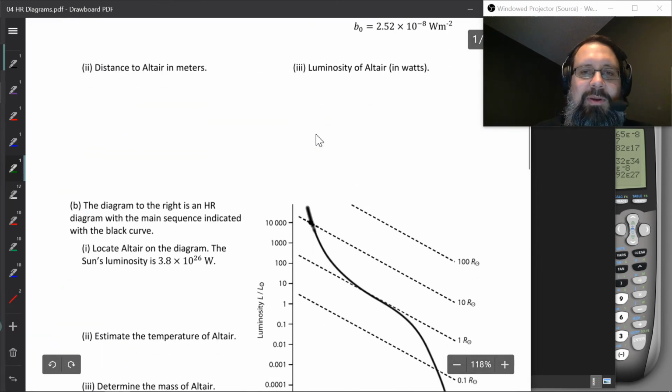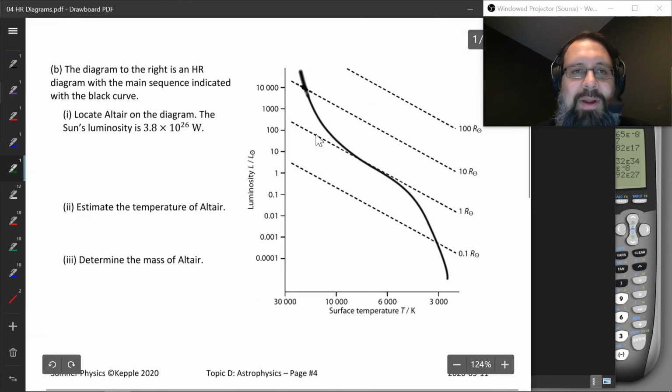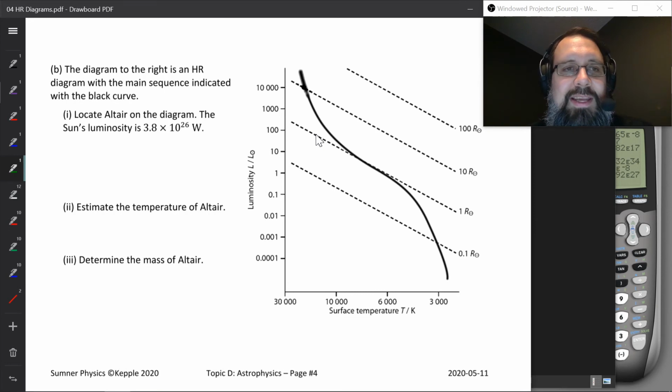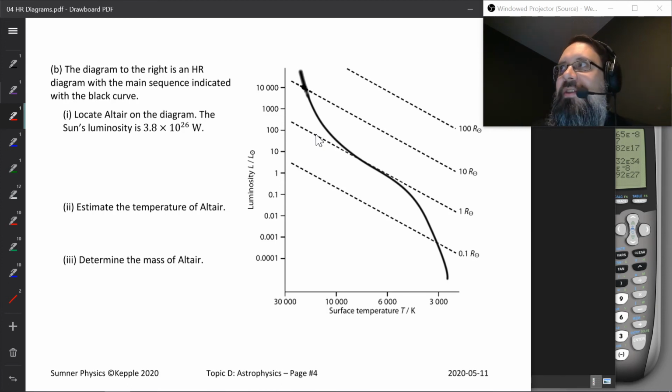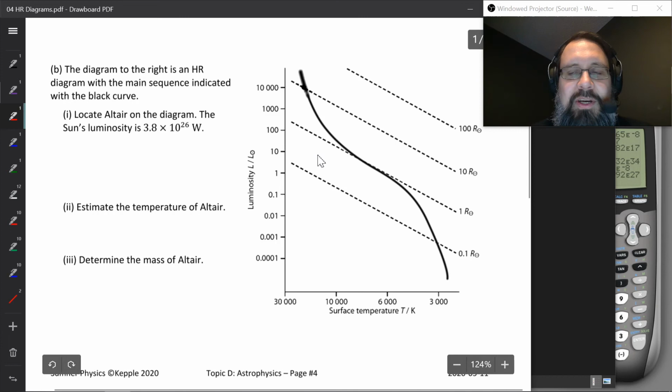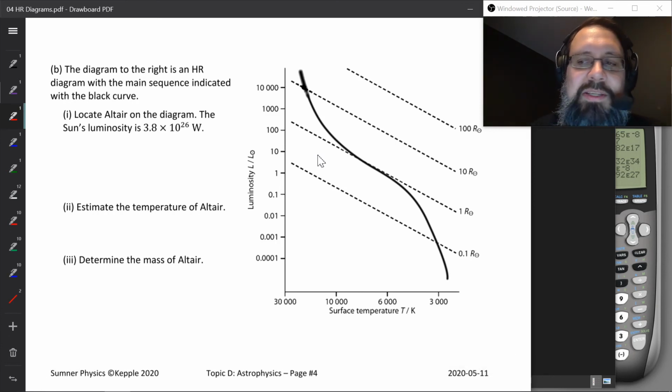Okay, this is where I want to be here. The diagram to the right is an HR diagram with the main sequence indicated with the black curve. Hopefully this doesn't mess you guys up too much. Okay, so this black curve is just the main sequence on the HR diagram. Locate Altair on the diagram. The sun's luminosity is 3.8 times 10 to the 26 watts.